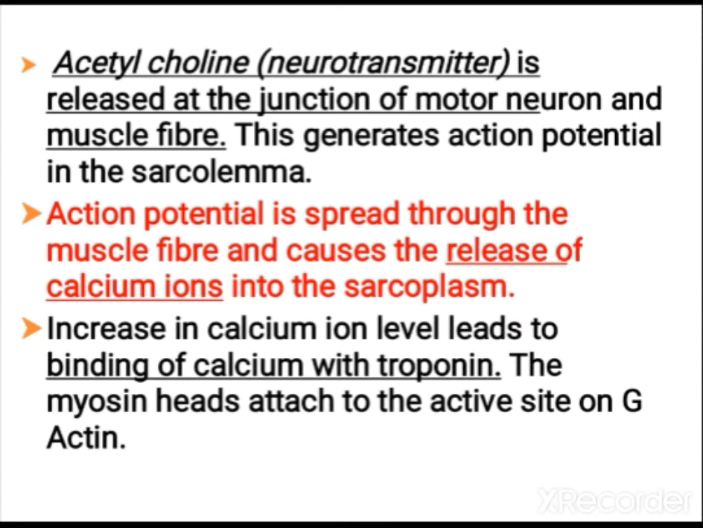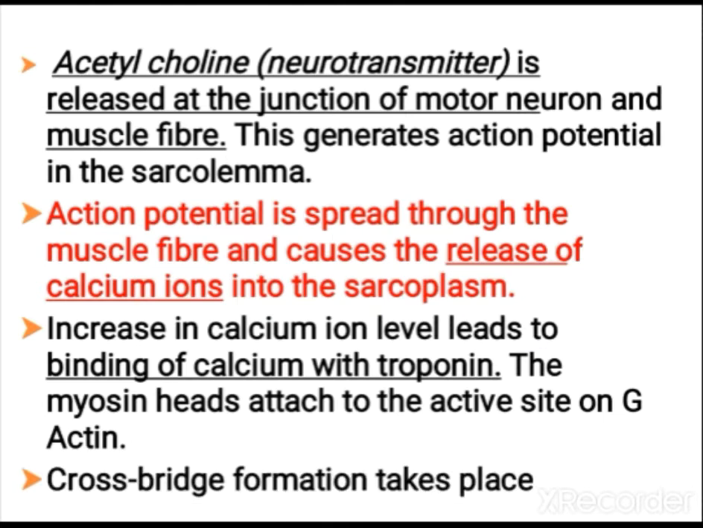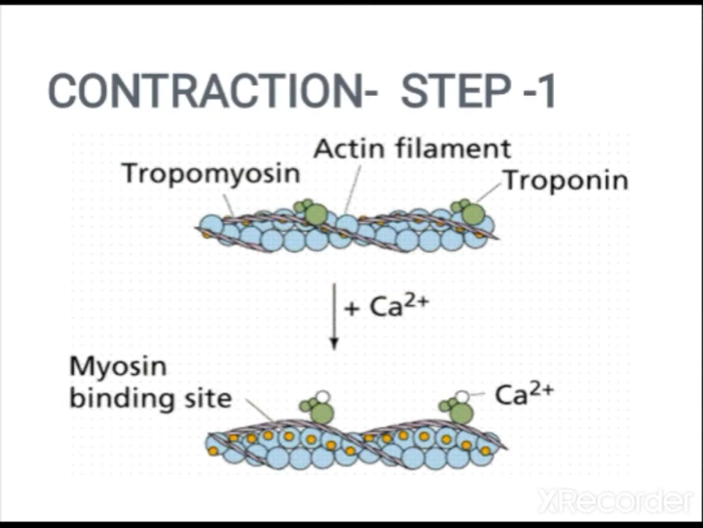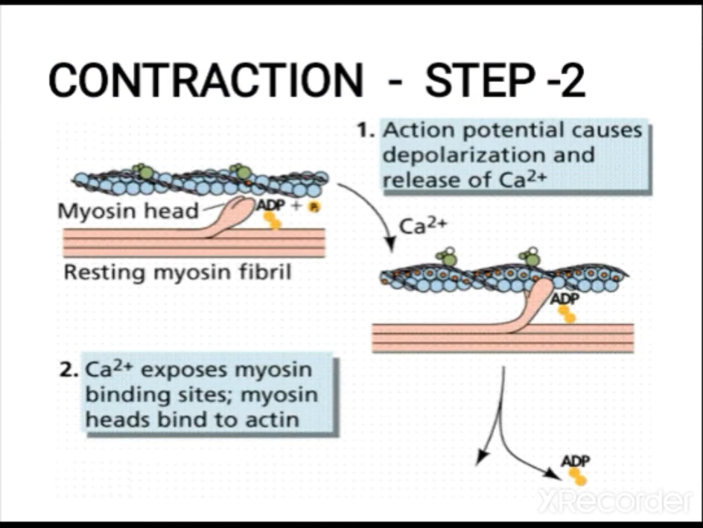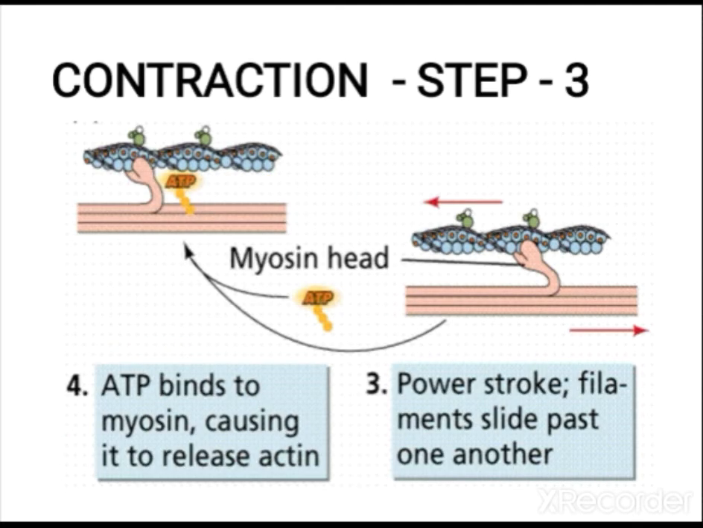So here when the troponin is moved, now the head can come and attach to this actin. Then the cross bridge formation occurs. When the calcium ions are released, they combine with troponin, and the myosin binding sites, the active sites, are exposed here. This action potential, as we already studied, causes depolarization and results in the release of calcium. Now the binding sites are exposed. Now the myosin head comes and combines. Then the power stroke occurs, and the filaments slide and pass over one another.